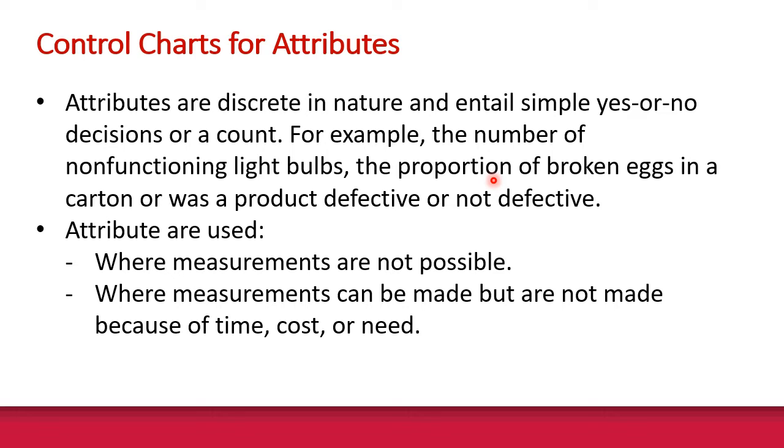And we'll talk about the different types of attribute charts. Some of that comes into play when we try to decide if we want to do a count or we just want to do a fraction. So when are attributes used? Well, attributes are used typically where measurements are not possible, or where measurements can be made but are not because of time, cost, or need.